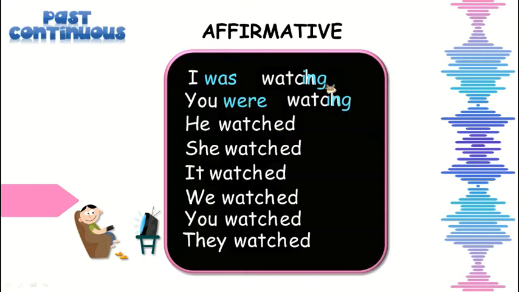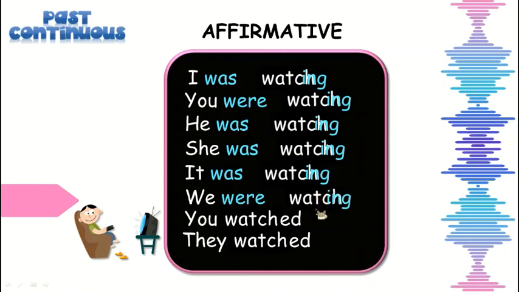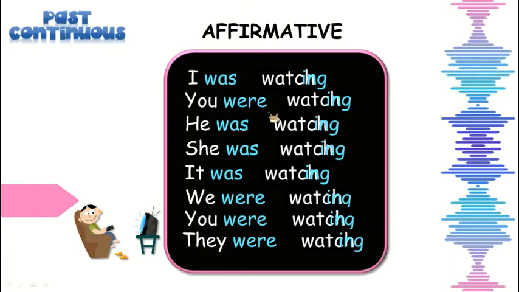So I was watching, you were watching, he was watching, she was watching, it was watching, we were watching, you were watching. This is the you plural. They were watching. Okay, so with I, he, she, and it, I use was plus the verb plus ing. With you, we, and they, I use were plus the verb plus ing.